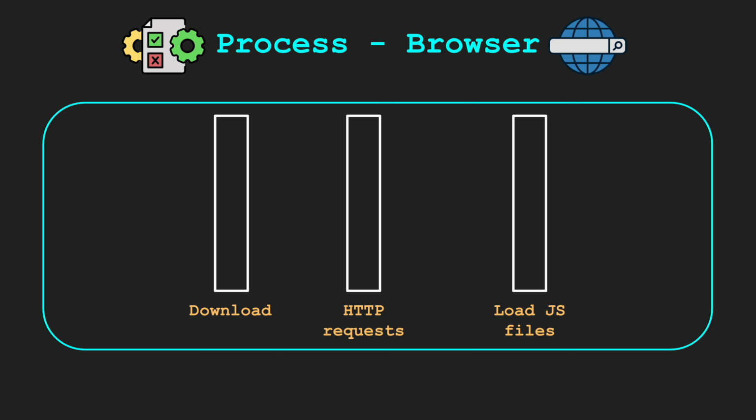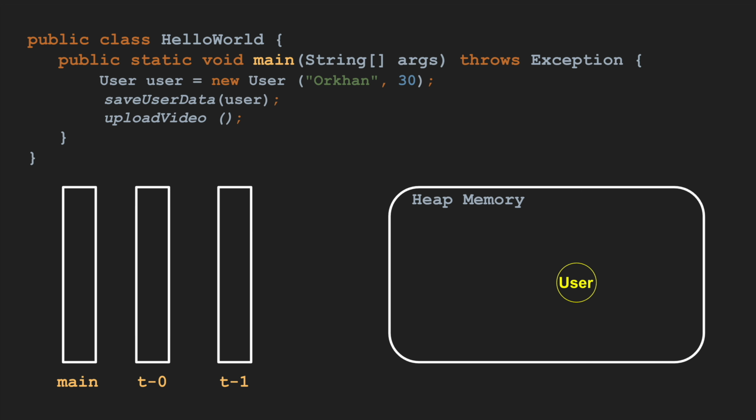All of these are separate units of work, and we can do them in parallel, right? We can download the file at the same time as we send an HTTP request and load the JS files. All these units of work are called threads, and one process can have several threads, right? In our case, let's say we have mentioned only 3 threads for the browser, but in reality, it has much more. So let's take another example.